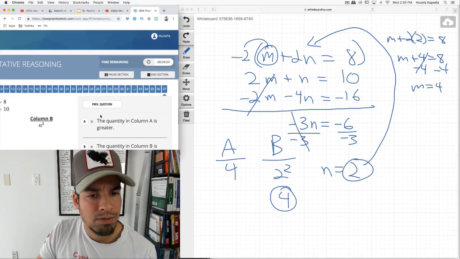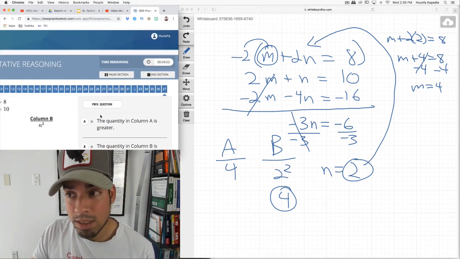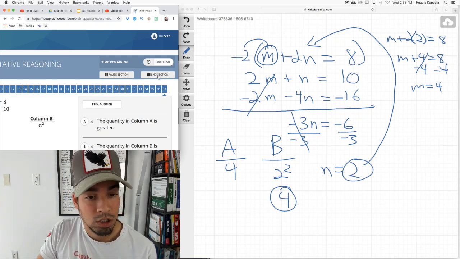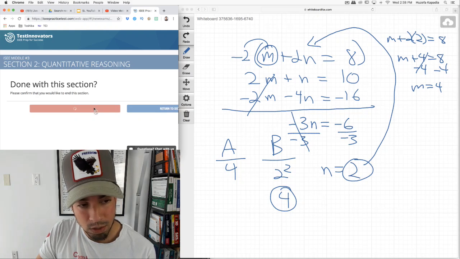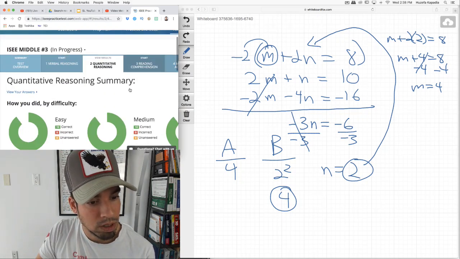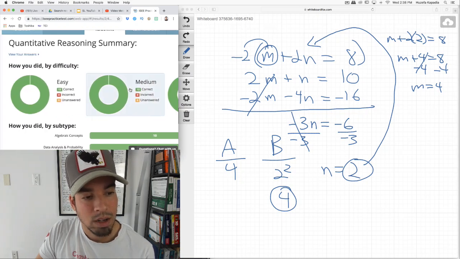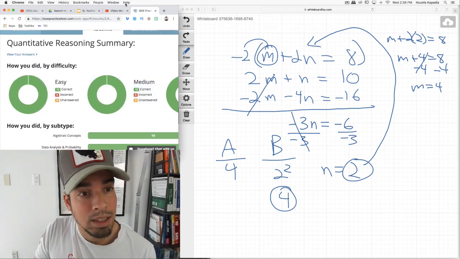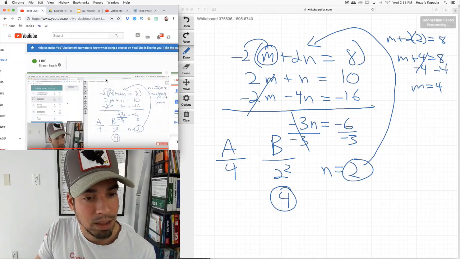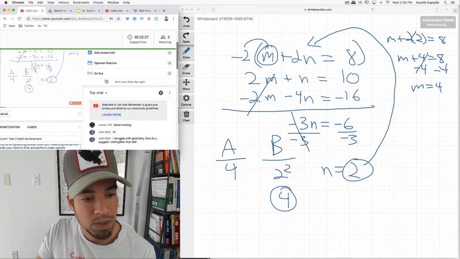Okay, we've got 4 minutes left. Normally, if you have this extra time, absolutely check your work, see if you made any mistakes, but we're going to just go for it and end it and check the results, see if I got anything wrong. And if I did, we will review those now. It looks like everything's right. All right, so there you have it. That is how you tackle the middle level ISEE quantitative reasoning section.